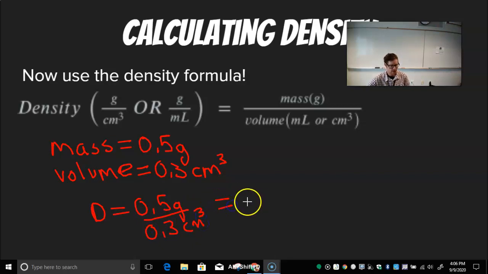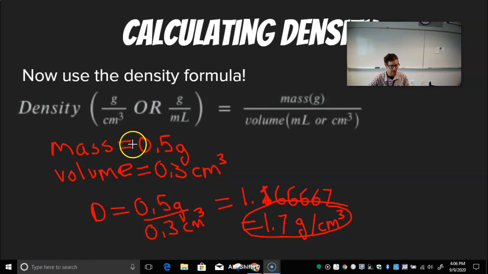And that works out to, you're going to see this on your calculator, 1 point and then a lot of sixes, right? It's possible that your calculator may round the last 6 to a 7. But we only have one number after the decimal place, so we're just going to go with 1.7 grams per cubic centimeter. That is the density of our friend the bean, right? So grams divided by cubic centimeters gives us grams per cubic centimeter.